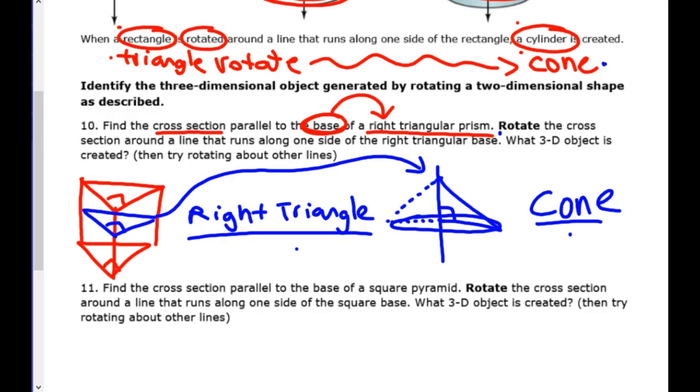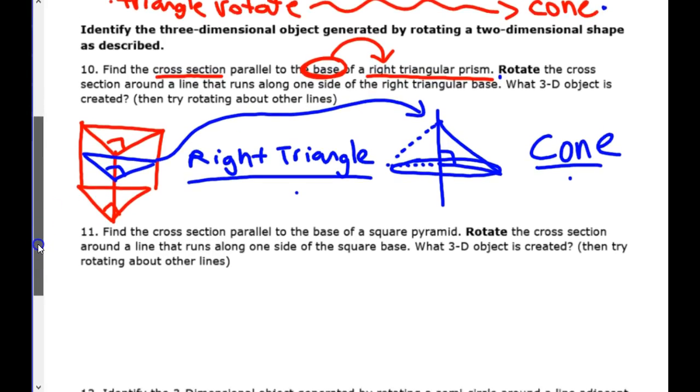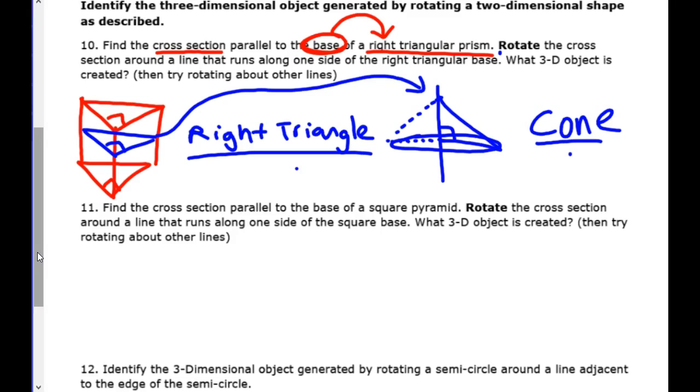Let's try number 11. Same idea. So let's read it carefully. It says, find the cross section. I got to find my slice, right? Parallel to the base. So I'm not doing vertical. I'm doing the base one, right? Base of what? A square pyramid. Now, what is the base of a square pyramid? A square. It's in the name, right?